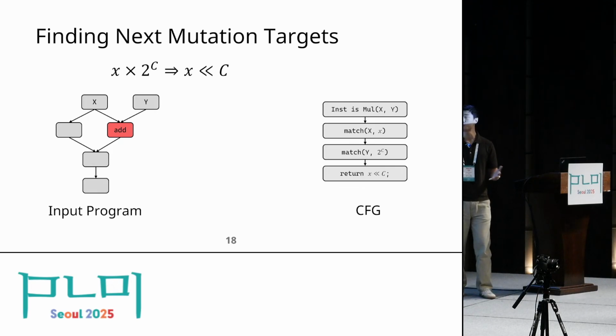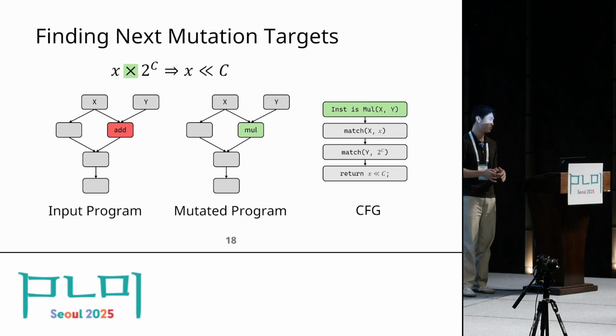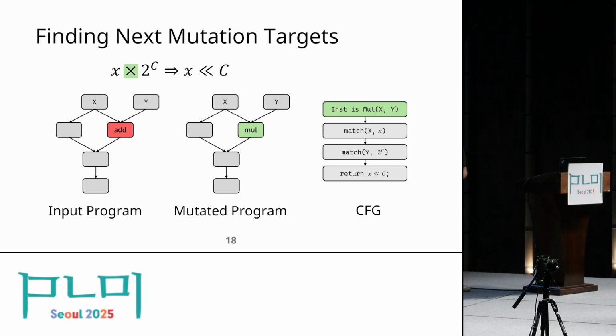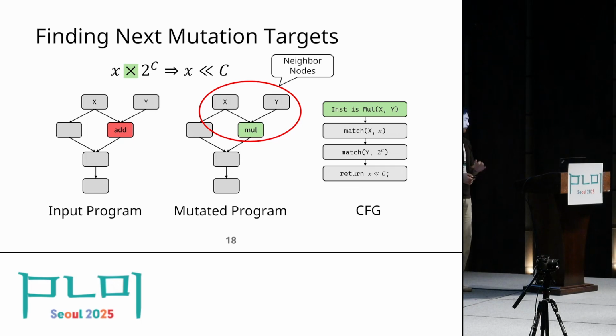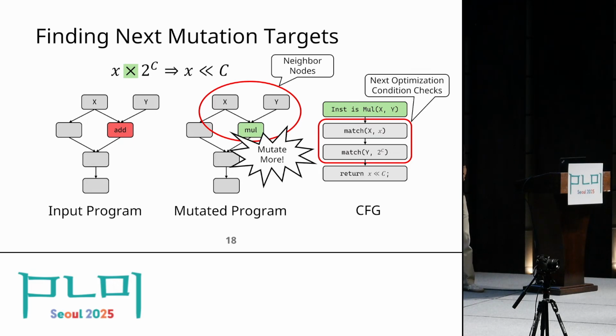So using this observation, we can implement a really efficient strategy that finds the next mutation target. Let's say in the input program, there is an add instruction, and let's say the mutator changed the add instruction to a multiplication instruction. It's going to increase the coverage because the first check in the CFG was to identify the multiplication operator. And if you look closely at the neighbor nodes, there are X and Y nodes. If you look at the CFG of our optimizer, the next check is about the nodes X and Y. So if we mutate the neighbor nodes more, we are going to cover the next optimization condition checks faster.